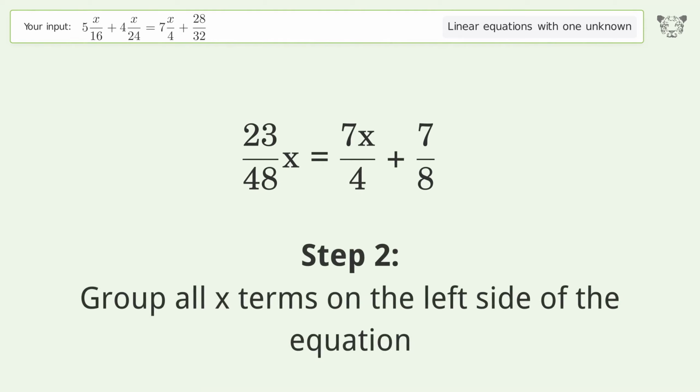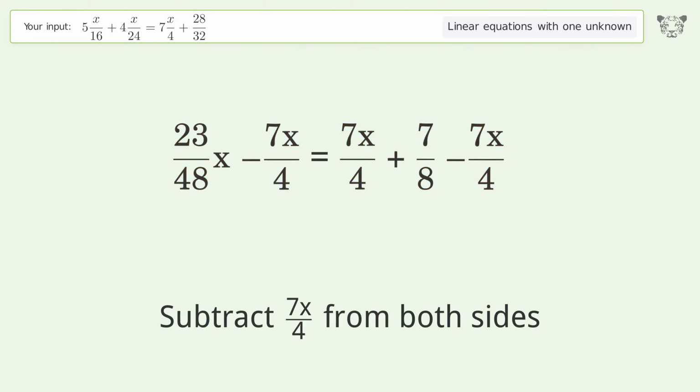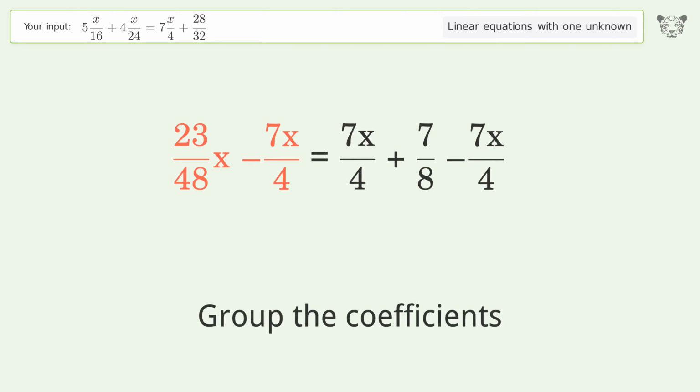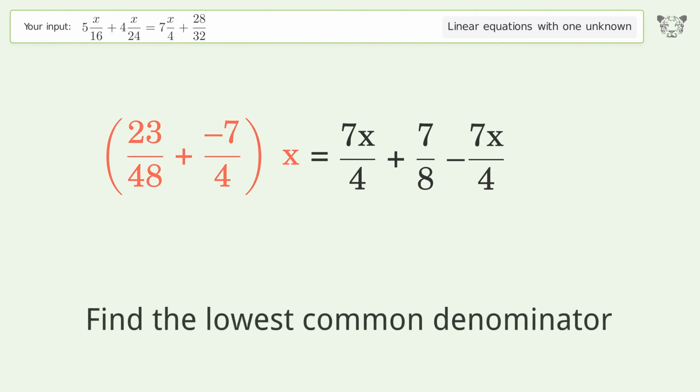Group all x terms on the left side of the equation. Subtract 7x/4 from both sides. Group the coefficients. Find the lowest common denominator.